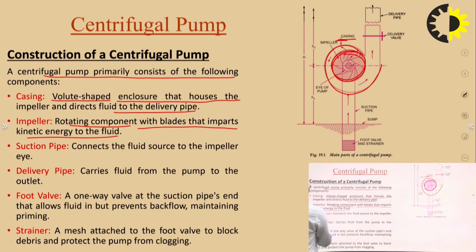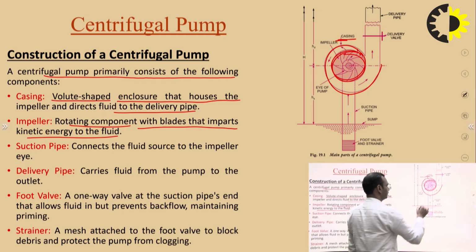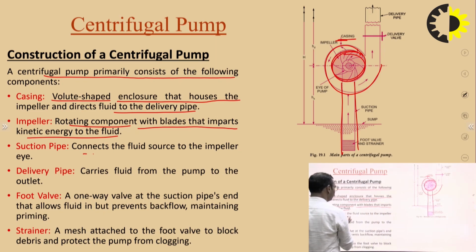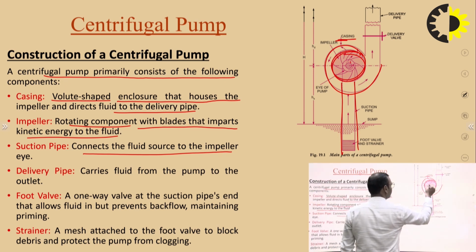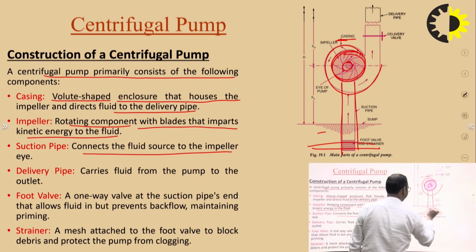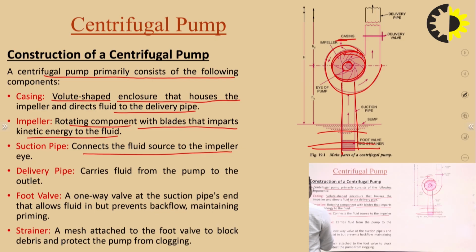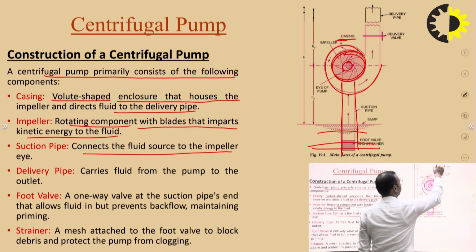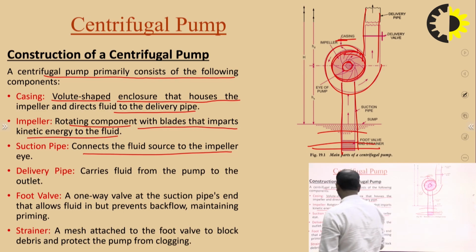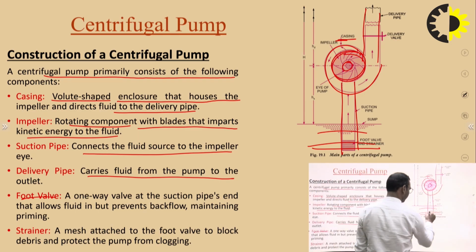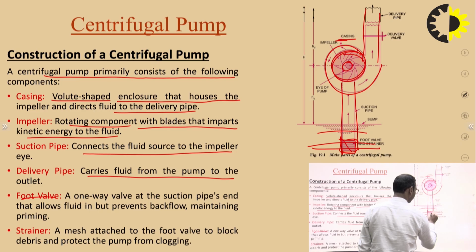Then the third component is the suction pipe. It connects the fluid source to the impeller eye. This is the impeller eye and this is the fluid source, the sump. Then the delivery pipe carries fluid from the pump to the outlet. Then the foot valve with strainer.